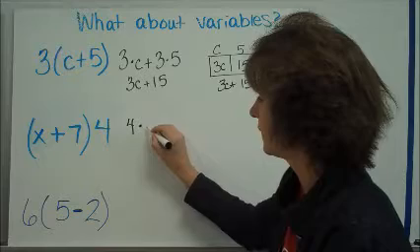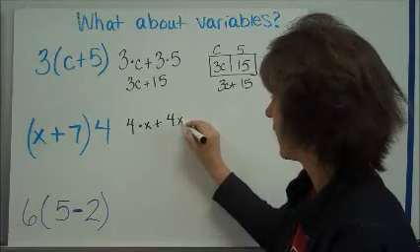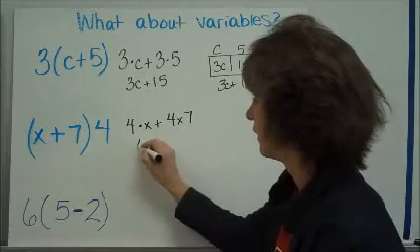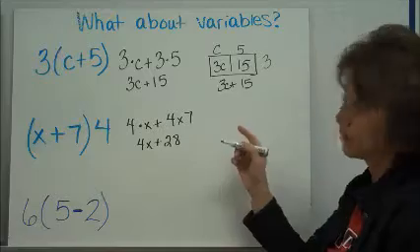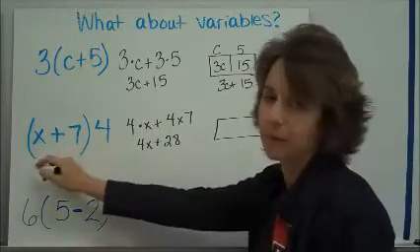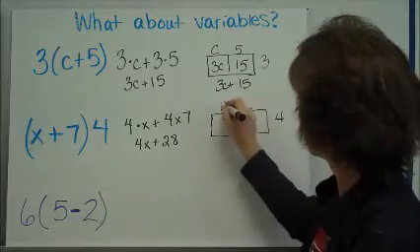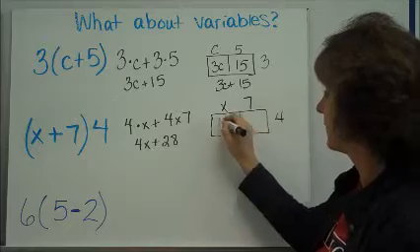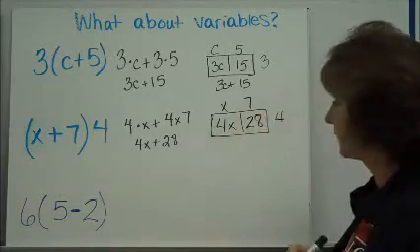4 times x plus 4 times 7. 4x plus 28. Looking at it in the box, the number that's outside the parentheses is the number that's outside the box. 4 times x is 4x, and 4 times 7 is 28.